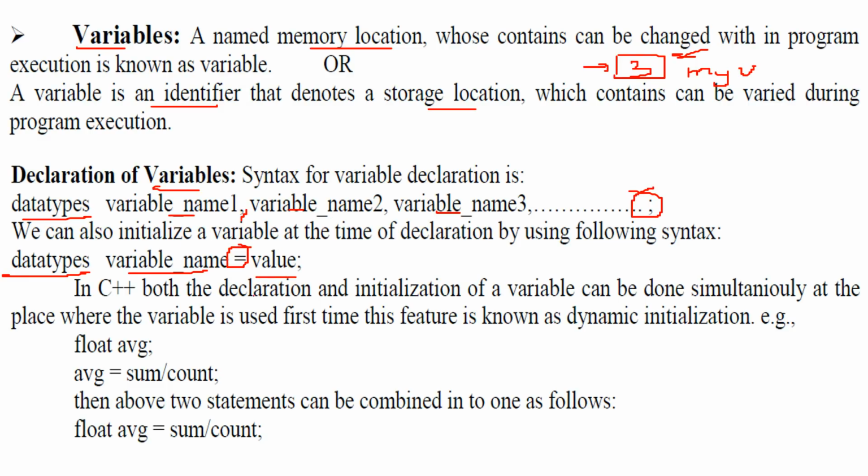So in C++, declaration and initialization can be done simultaneously, right? At the place where you are going to use it for the first time, which was not possible in the C language, the language prior to C++, and this is known as dynamic initialization. For example, this is float average. Now this average, you are saying sum by count. So the above two statements can be combined like this: float avg is equal to sum by count. This you can easily use.